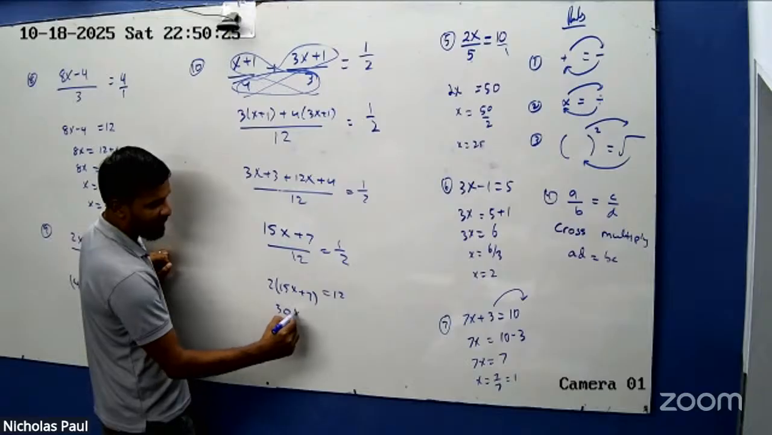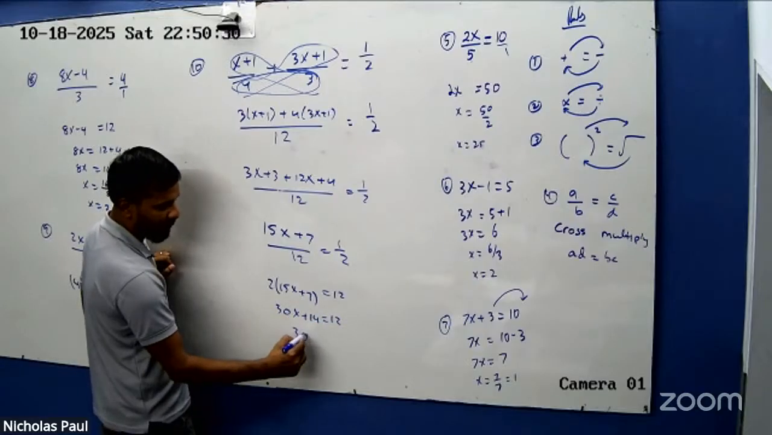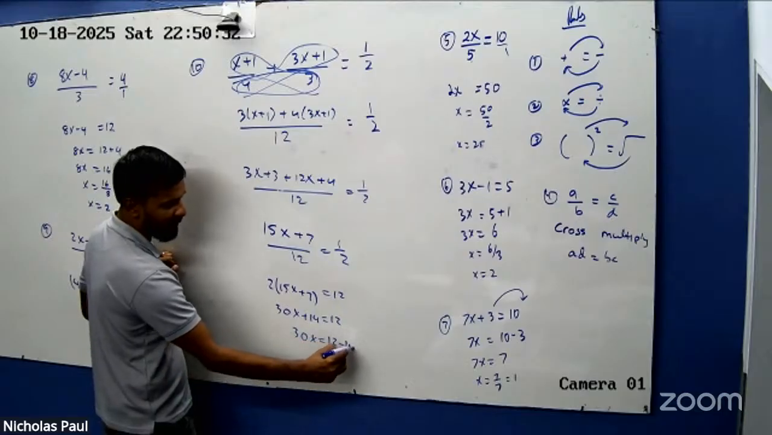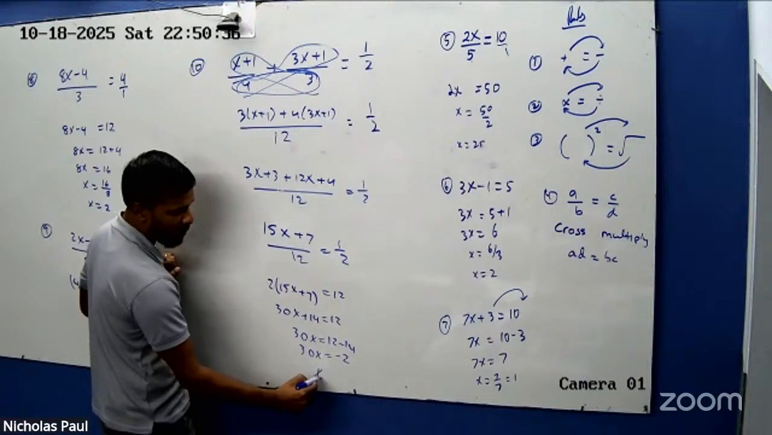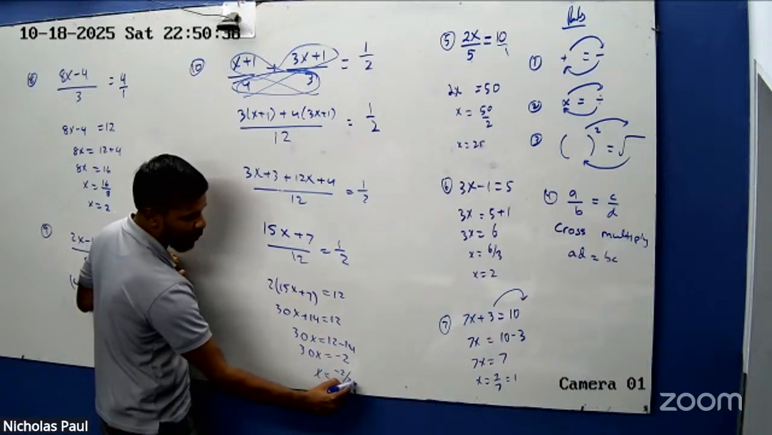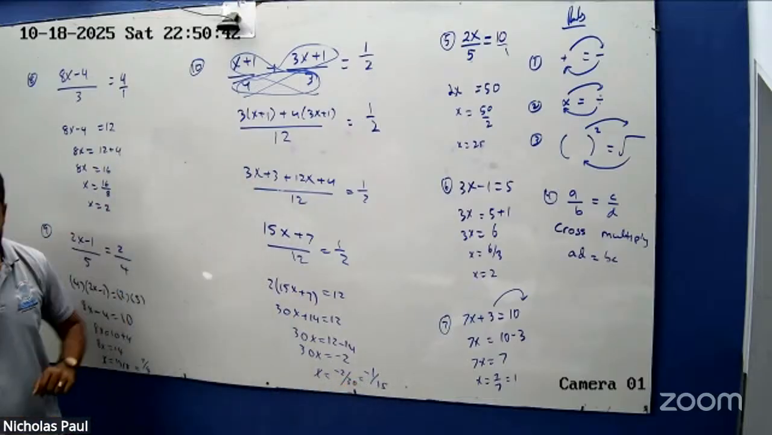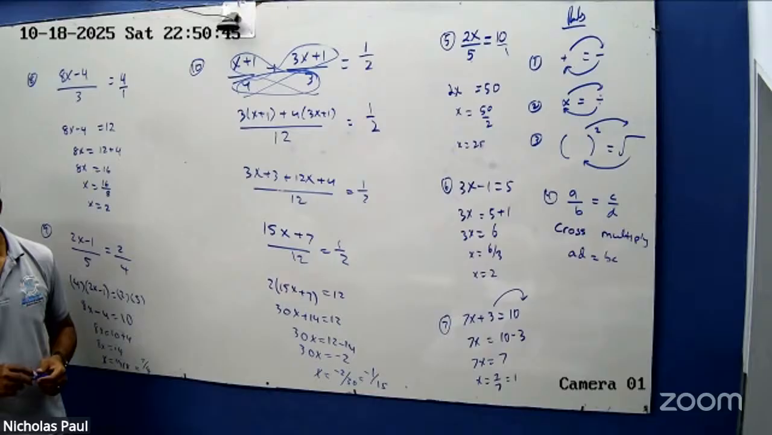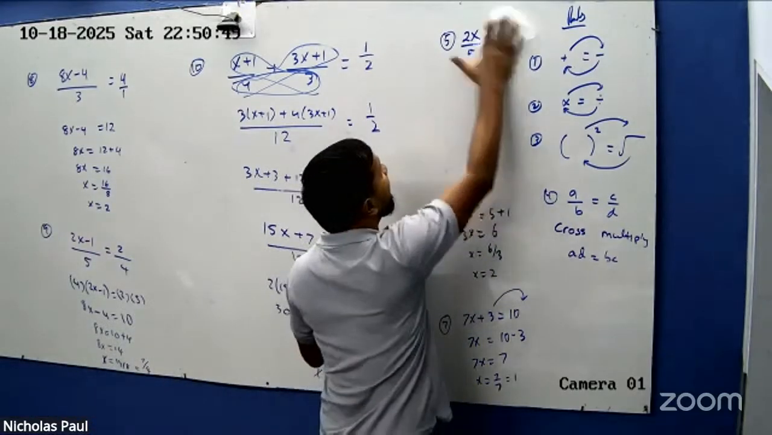You'll get 30x plus 14 is 12. Move across the 14. 12 minus 14. So 30x is minus 2. X is minus 2 on 30 or minus 1 on 15. Yeah? One for the root. Last one.